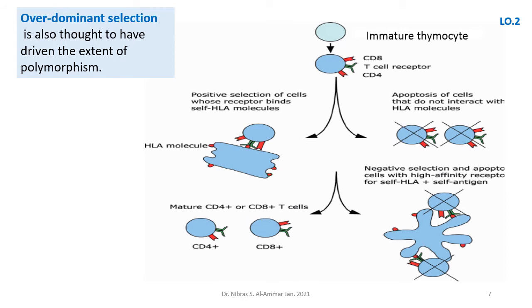Positively selected cells that show suitable or low affinity to binding with HLA of cells of the body will then proceed to differentiate into two subsets, mature CD4 plus or mature CD8 plus T cells, while cells which show high affinity to receptors for self HLA will then be negatively selected and apoptosis occurs to these cells.